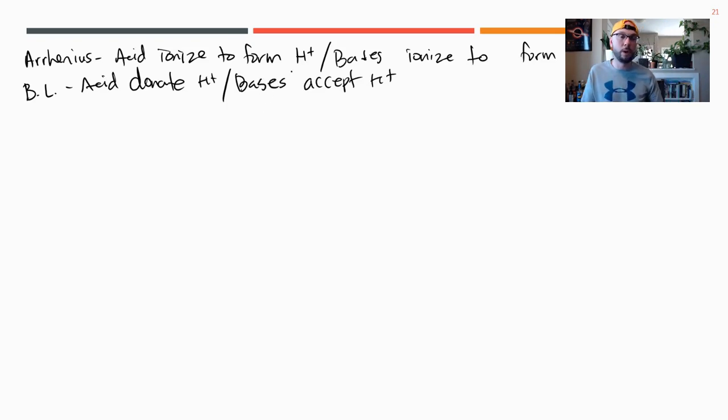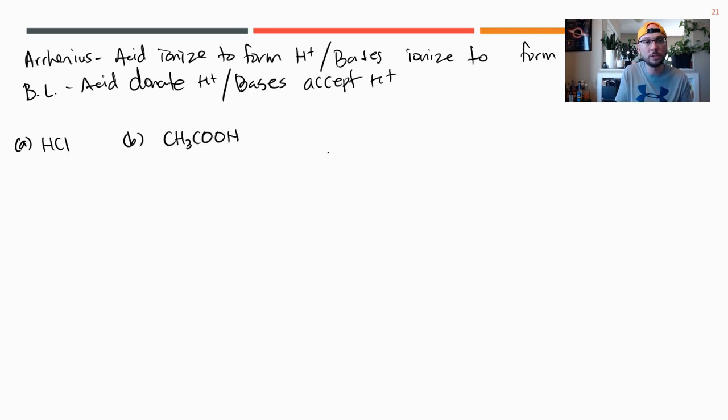Okay, so what I'm going to do here is write out 4 substances. I'm going to choose a strong acid, a weak acid, a strong base, and a weak base. And we're going to see if we can write out these expressions to see how this might work. So our strong acid is going to be HCl. Our weak acid is going to be acetic acid, CH3COOH. Our strong base is going to be sodium hydroxide, and our weak base is going to be NH3.